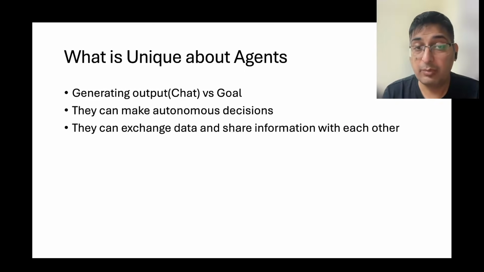One more thing that will be different about them is that agents will interact with each other. They will share information with each other. One agent's output will be input to another agent. So they will work collaboratively to get the goal achieved for you.